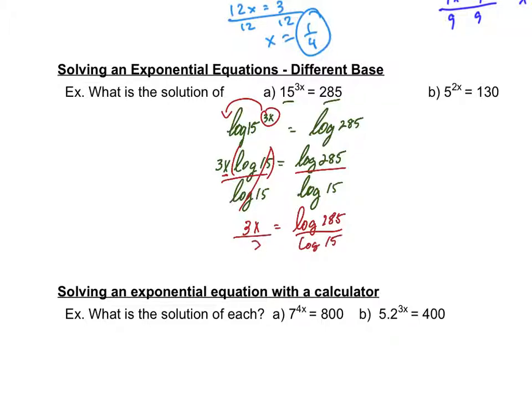And if I go ahead and divide both sides by 3 to further isolate my x, then x becomes the log of 285 divided by 3 log of 15. And that's what x is equal to. You can put that in the calculator, and you're going to find out that it is approximately 0.9623.